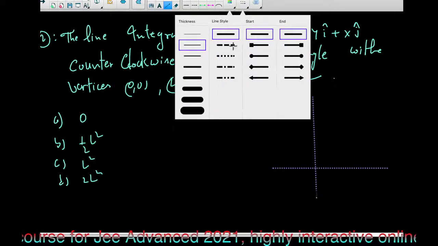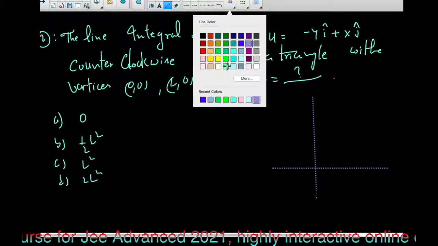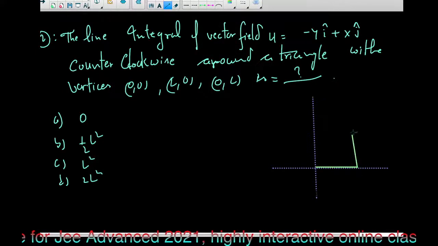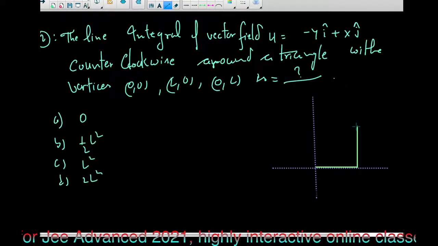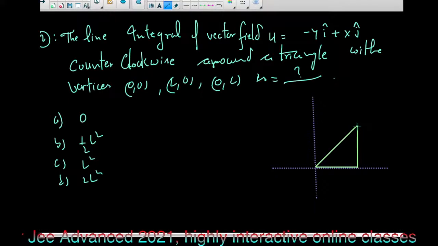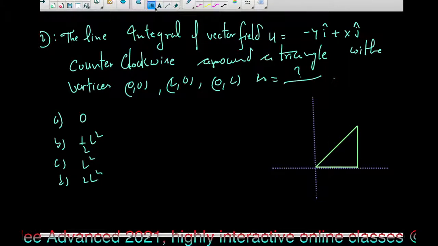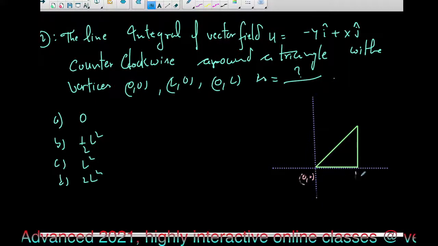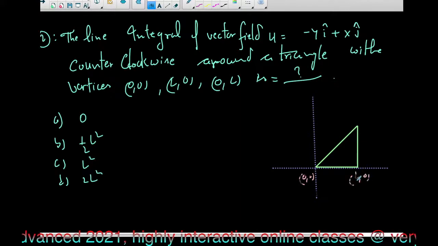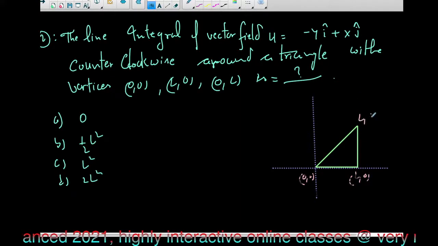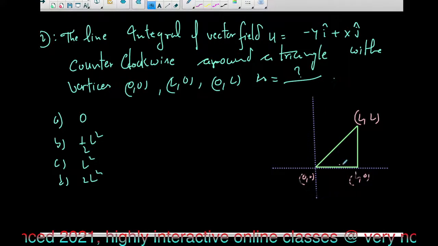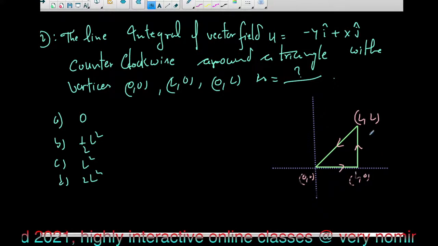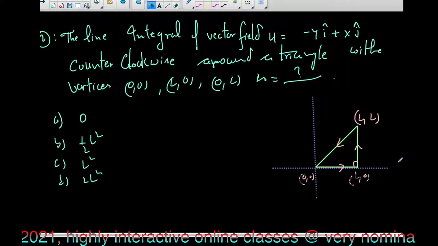And then that is (L, L). So of course those will be the vertices, isn't it? And we are going from (0, 0) to (L, 0) and then we go to (L, L) counterclockwise like this, right? So this is undoubtedly a right angle triangle.